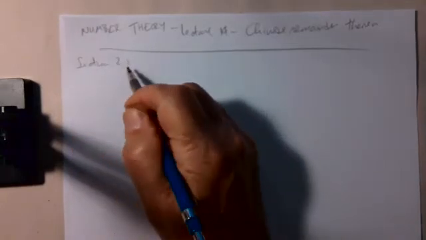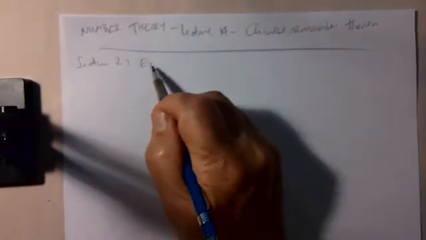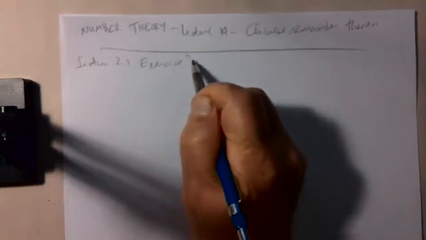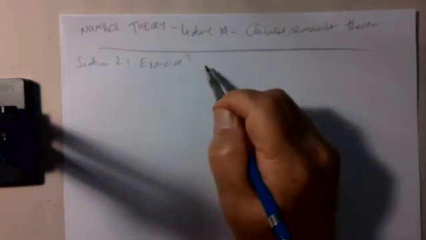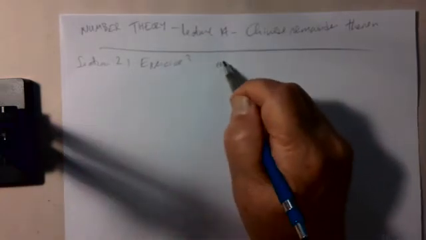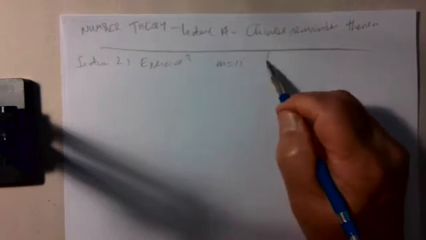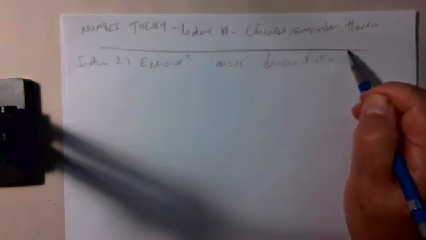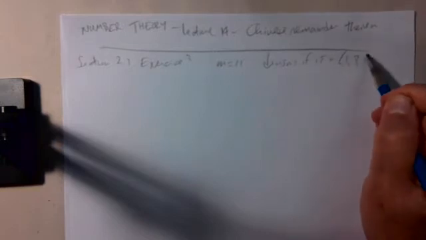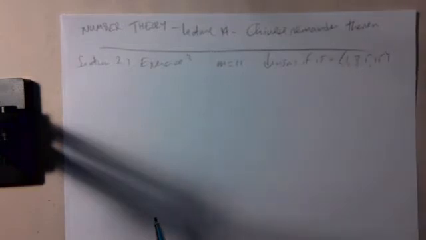Section 2.3, exercise 3. Suppose we let m equal 15. So what are the divisors of 15? 1, 3, 5, and 15.